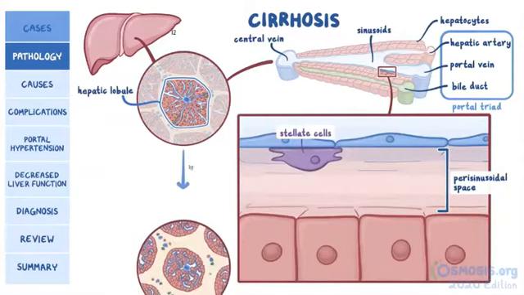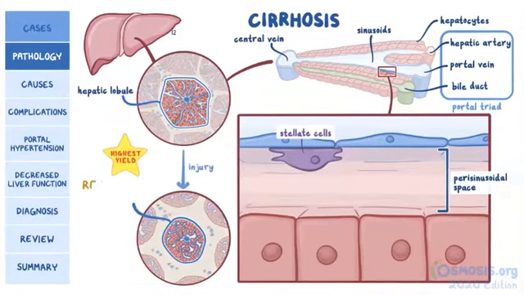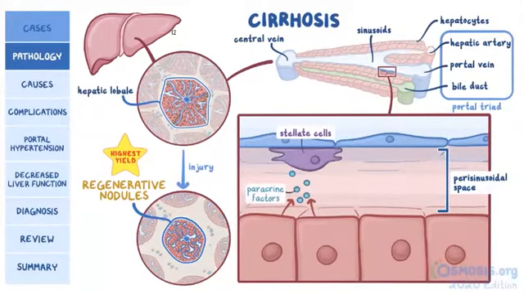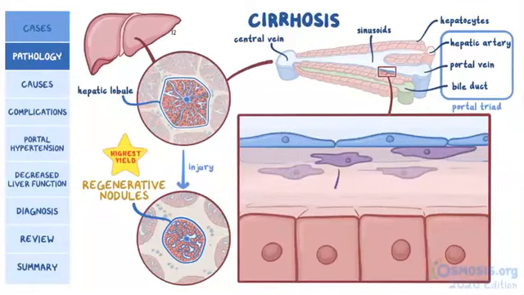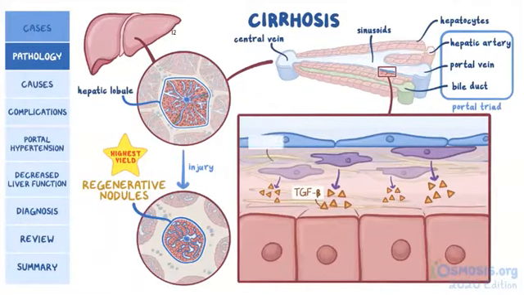When the hepatocytes are injured, they cluster together and form regenerative nodules. Here, they secrete paracrine factors that activate the stellate cells, which then proliferate, and start secreting transforming growth factor beta 1, or TGF-beta. This causes them to produce collagen. The collagen buildup around the nodules helps form scar tissue, leading to fibrosis.